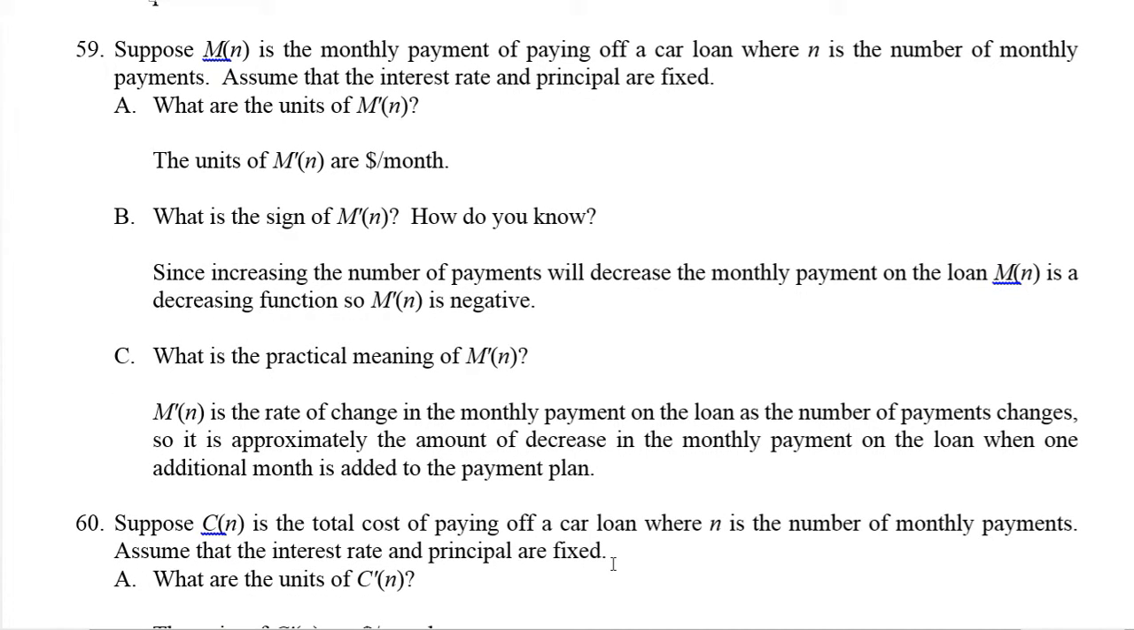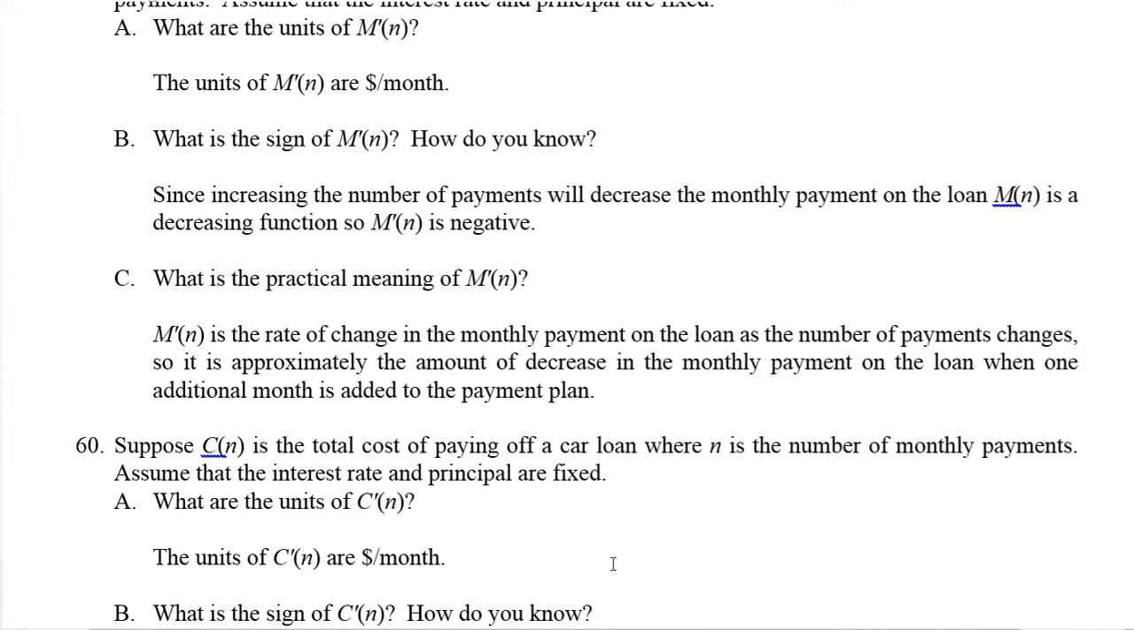Okay, here's one more dealing with a car loan. Suppose C of N is the total cost, not the monthly payment, but the total cost of paying off a car loan, where N is the number of monthly payments. Again, assume the interest rate and the principal are fixed. What are the units of C prime of N? That will be the units of C over units of N. C is the total cost, so that's dollars. N is the number of payments or the number of months. So it's dollars per number of payments, or dollars per month.